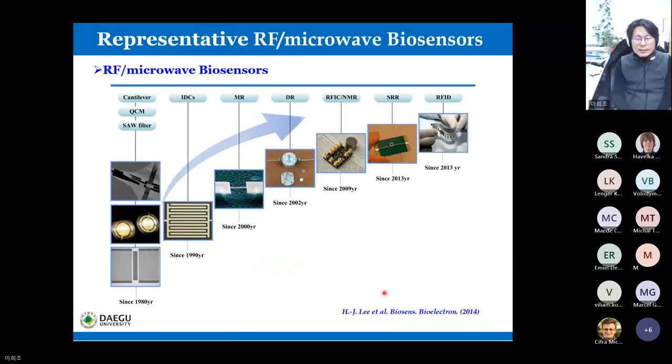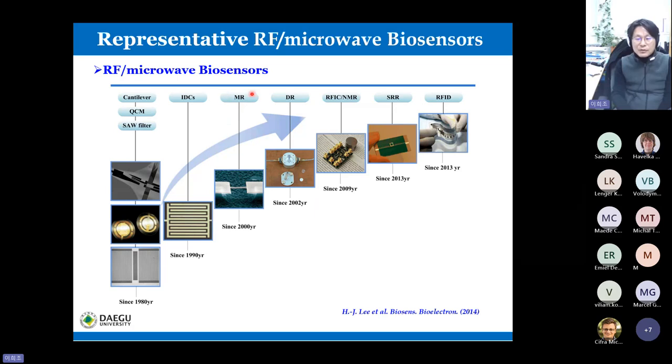This shows the representative RF microwave biosensors. From the viewpoint of operating frequency, the RF sensor operates under 300 megahertz, while the microwave sensor operates over 300 megahertz. Here, the cantilever, quartz crystal membrane, surface acoustic wave filter, and micro electromechanical system, MEMS, based sensors are sensor types in the RF regions. And interdigital capacitors are widely used sensor types from radio frequency to microwave regions.